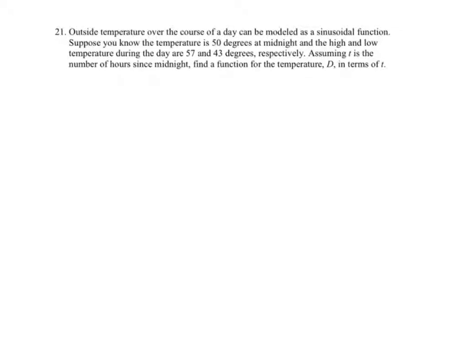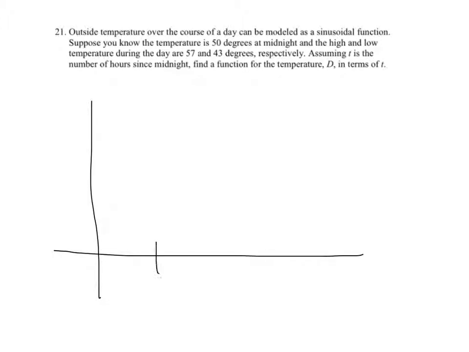So I know I've got this sinusoidal. I know that the temperature repeats every 24 hours. So let's set up a day. They're telling me that the high and low temperatures are 43 to 57.